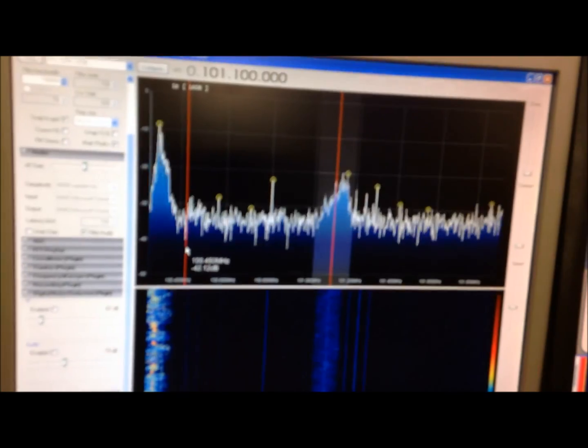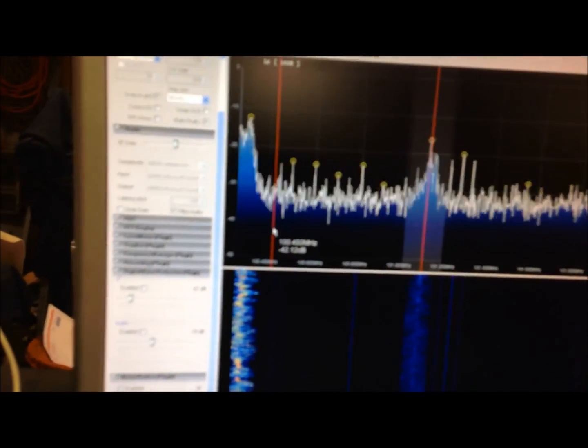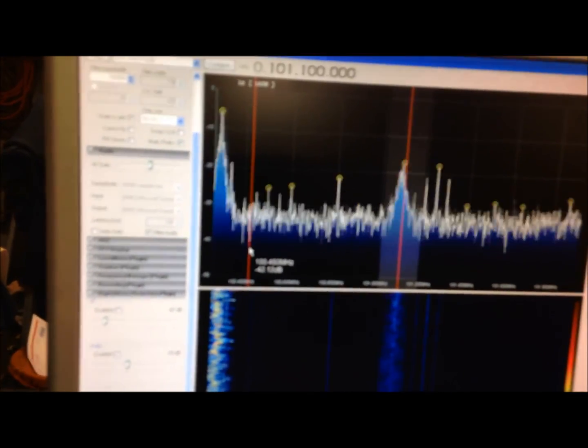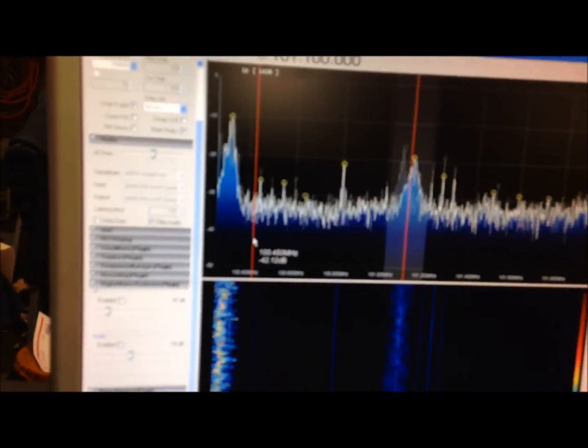I'm thinking now that I'm going to look at maybe a Flex Radio or one of the other jobs, because this is working pretty good, and I can only imagine the better units, how well they receive compared to this little dongle deal.